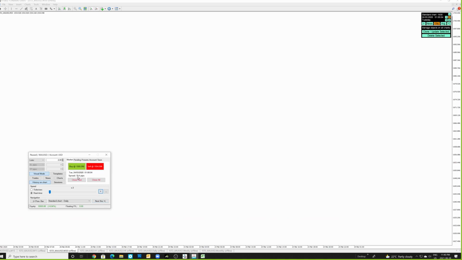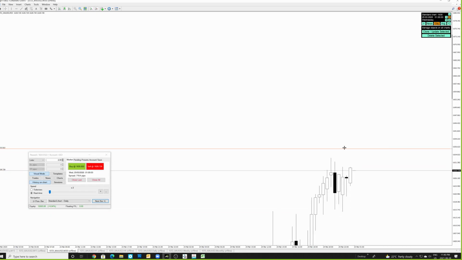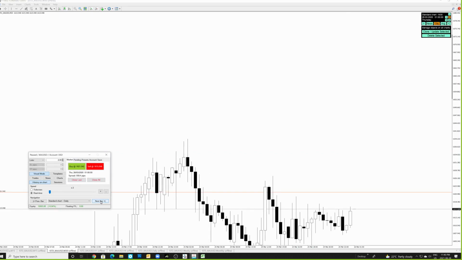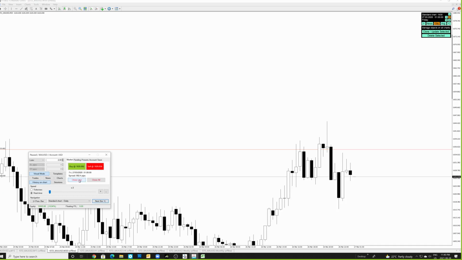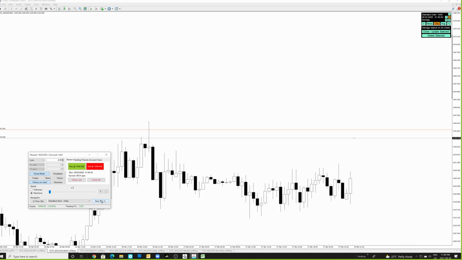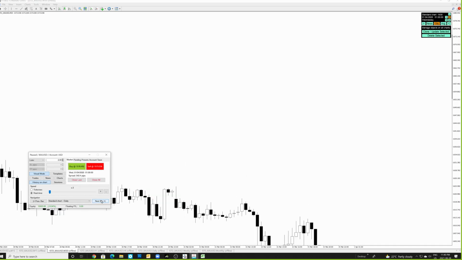Pause this. Wow, look at these spreads over here. Oof, 71 pip spread. Damn. 71 pip spread over here. 50 pip spread. This is a market open. 90 pip spread at market open. Crazy.